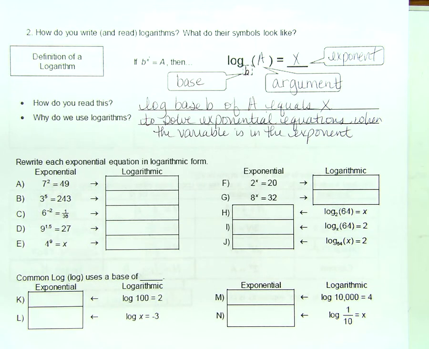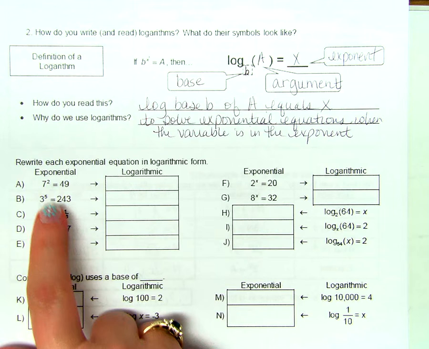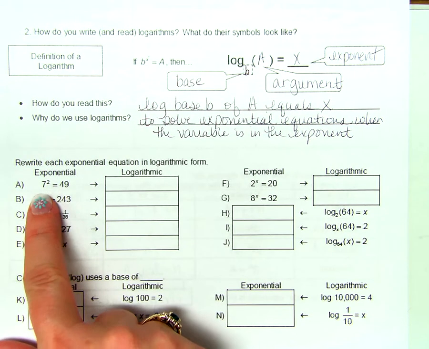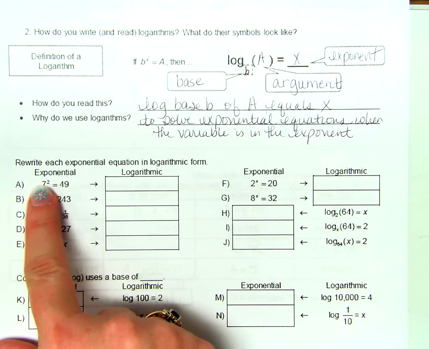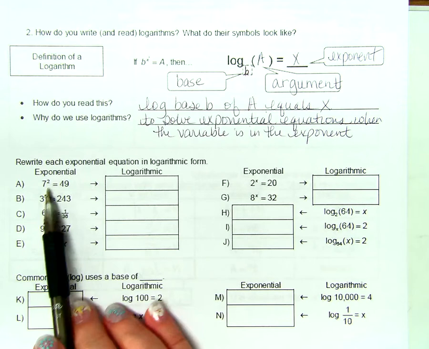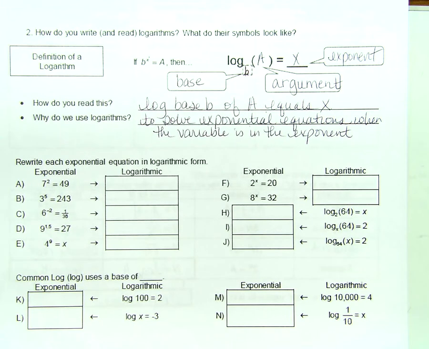7 squared equals 49. First thing I want you to know about problem A is 7 squared is 49, isn't it? So this isn't just some random made up numbers. You can tell where they come from. 7 squared is 49. Okay? So we're not trying to solve anything here. We're just trying to rewrite this in exponential form.